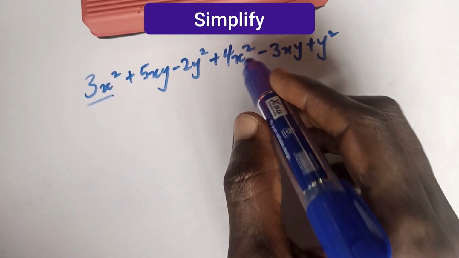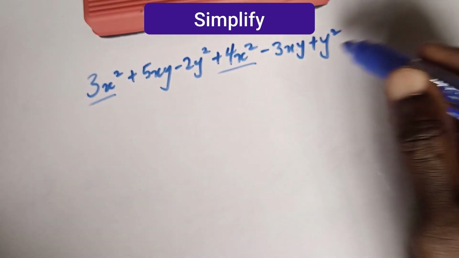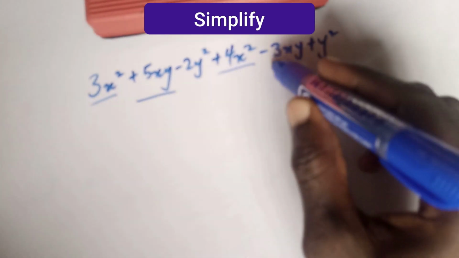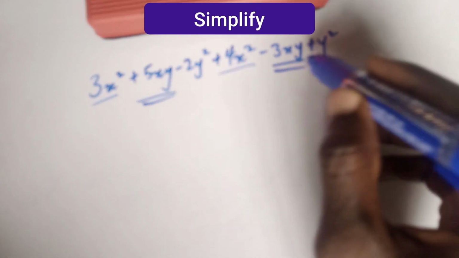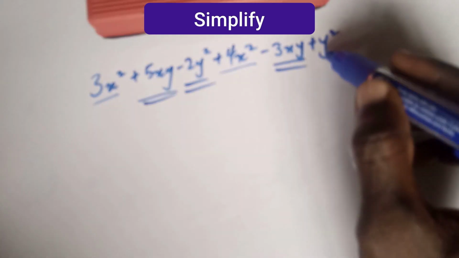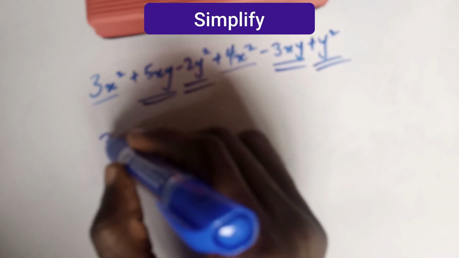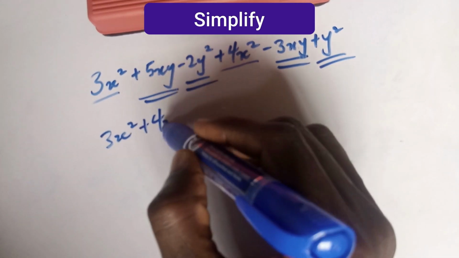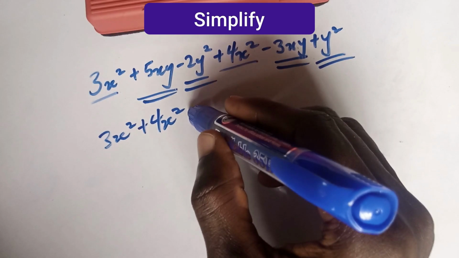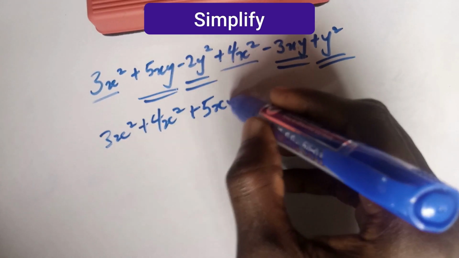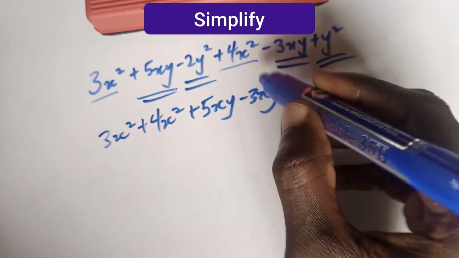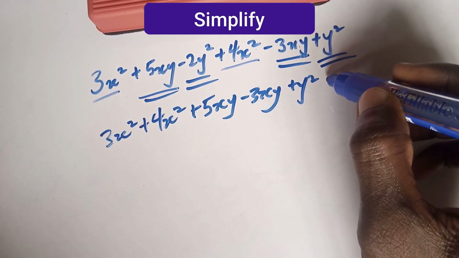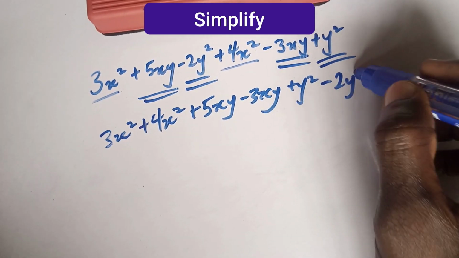So in order to simplify this algebraic expression here, we have to find like terms. We have 3x raised to power 2, we have 4x raised to power 2. So we have 5xy, we have minus 3xy as like terms, and we have y raised to power 2 and minus 2y raised to power 2. So we have 3x raised to power 2 plus 4x raised to power 2, followed by plus 5xy minus 3xy, and then plus y raised to power 2 and minus 2y raised to power 2.